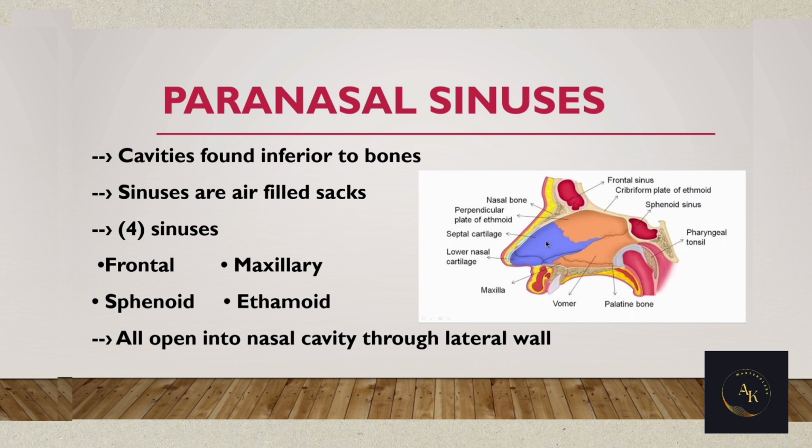Now take a look at paranasal sinuses. Paranasal sinuses are cavities found inferior to bones. Sinuses are air-filled sacs. There are four types of sinuses: frontal, maxillary, sphenoid, and ethmoid. All paranasal sinuses opens into nasal cavity through lateral wall.